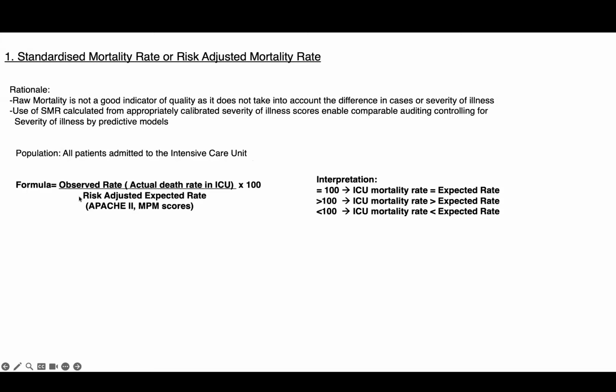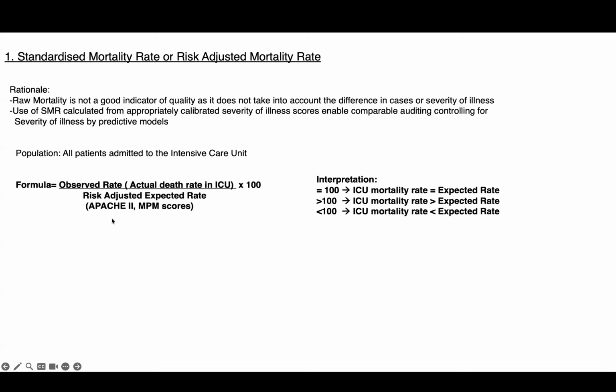Now this risk adjusted expected rate, how does it come? I will give the best example with an APACHE score. Usually with APACHE score, you calculate it based on certain parameters. When you take the total of it, it will give some number. That number will have a percentage of mortality. Example, for an APACHE score of 25, usually the predicted mortality is around 52.5%. So that 52.5% will be the one which will be coming here.